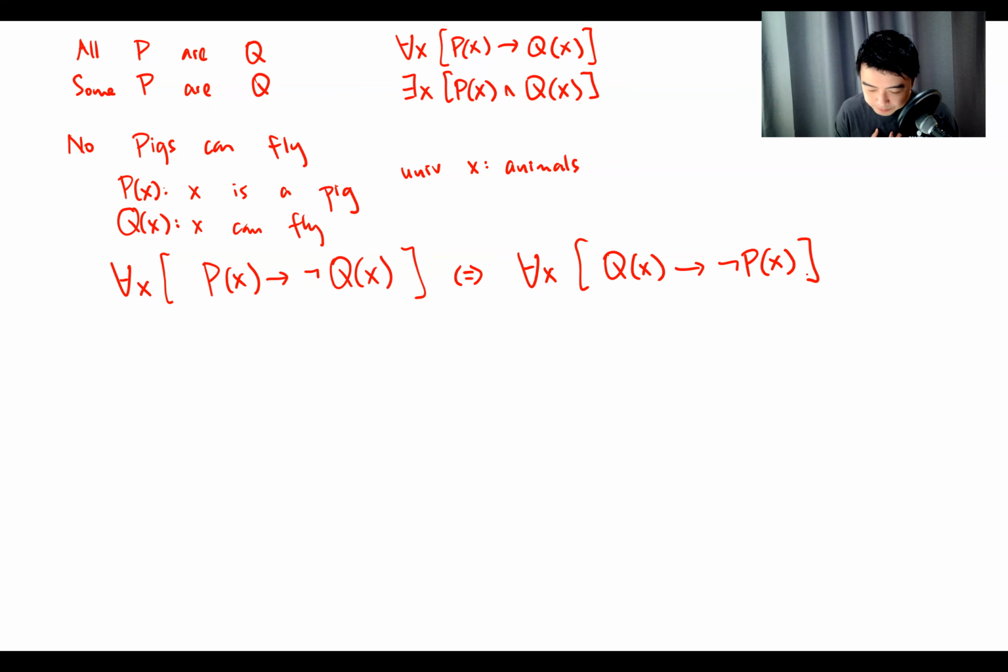Now there is another way that we can write this, and that is, oh, by the way, we're going to do proofs in a little bit. If we're ever trying to do a proof with no P are Q, this is probably the way to translate it. Okay, but there is actually another way that we can translate this statement.